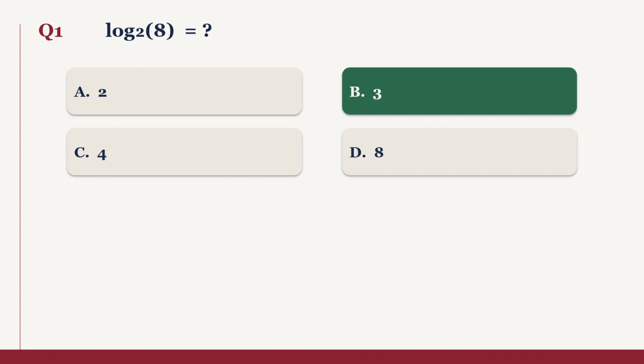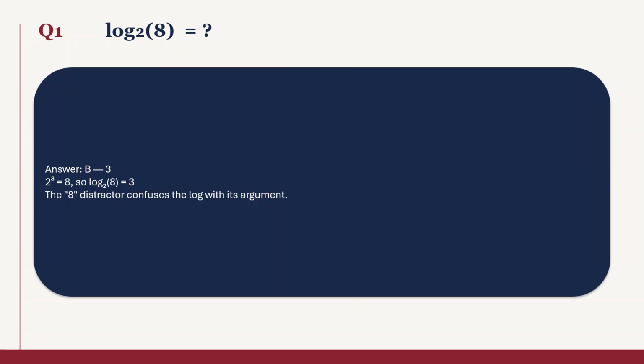Question 1. Log base 2 of 8. Choices: A, 2, B, 3, C, 4, D, 8. Pause, then reveal. The correct answer is B, 3. 2 cubed equals 8, so log base 2 of 8 equals 3. The 8 distractor confuses the log with its argument, the read the input trap.